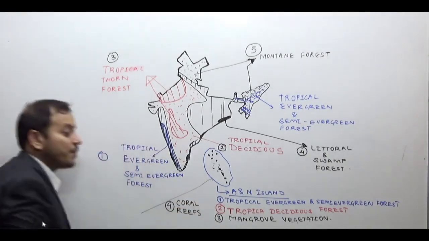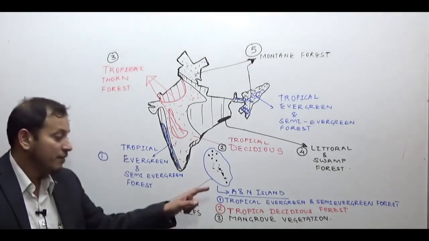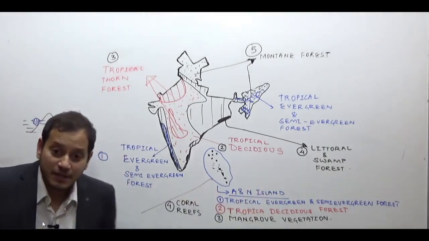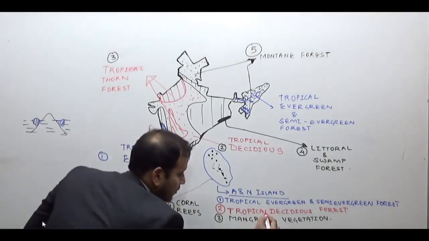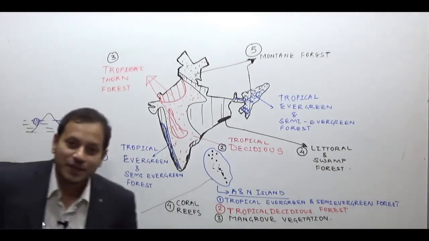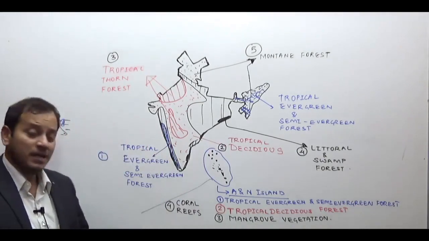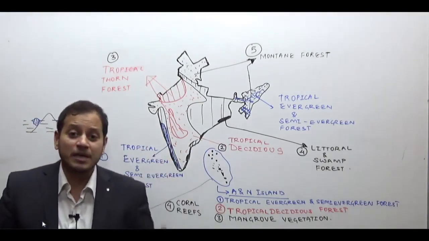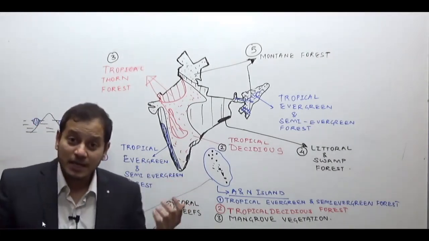So you see, the Andaman and Nicobar Island is the region in India where tropical evergreen and semi-evergreen forest will be found, tropical deciduous forest will be found, mangrove vegetation will be found, and even the coral reefs are found in this region.